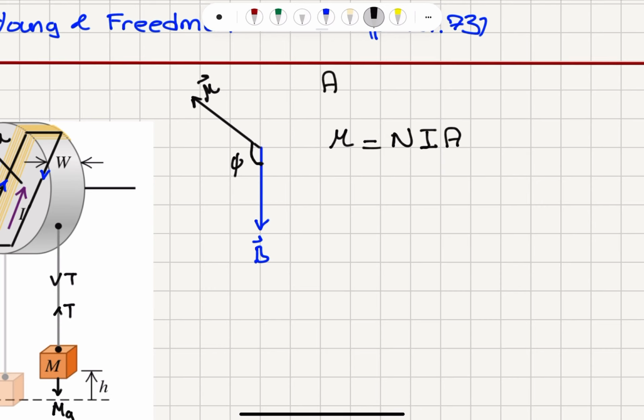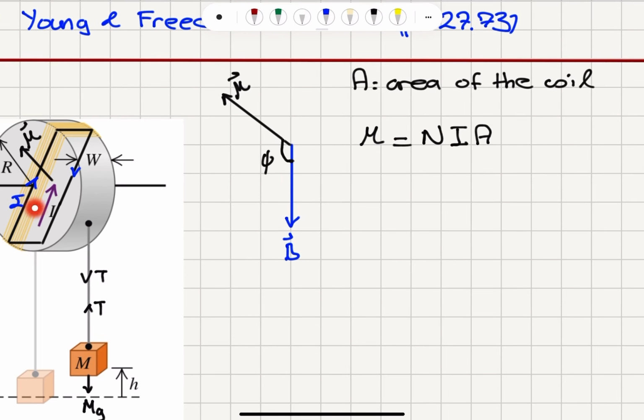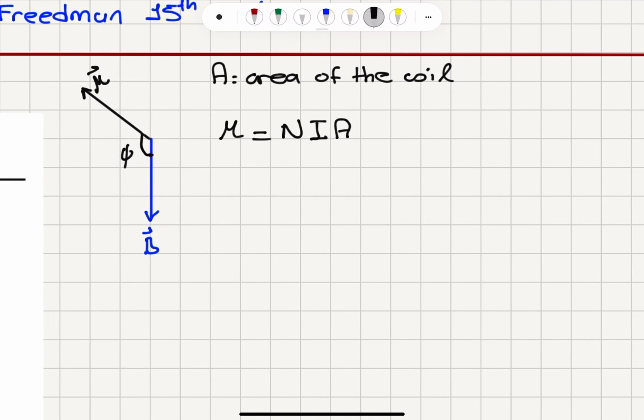So A is the area of the coil. And what is that area? Because we have one side twice the radius, the diameter, and one side is the width, this is a rectangle. It's going to be 2r times w. So this will be N I 2r w. That's the magnetic moment. What is the torque due to this magnetic moment?